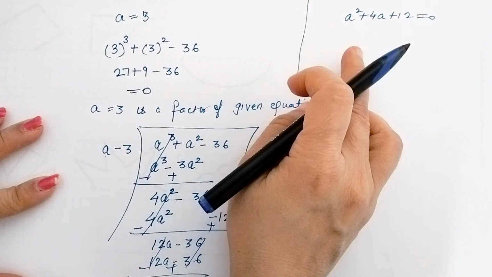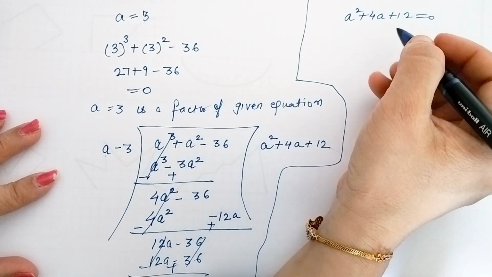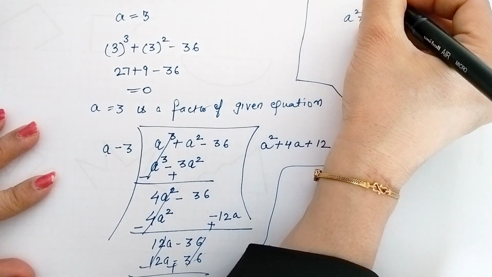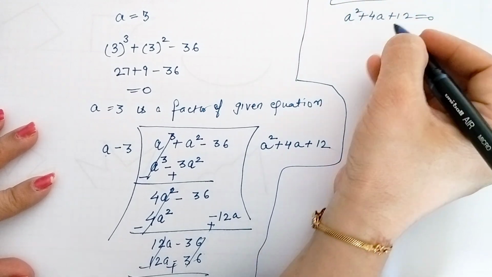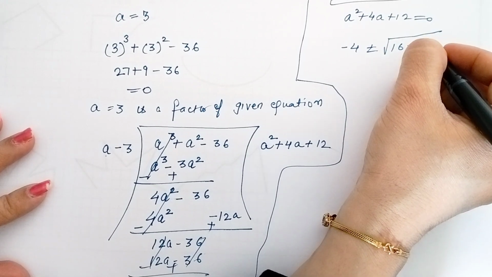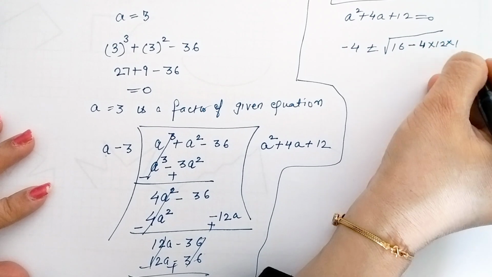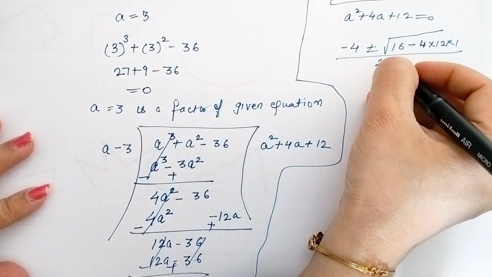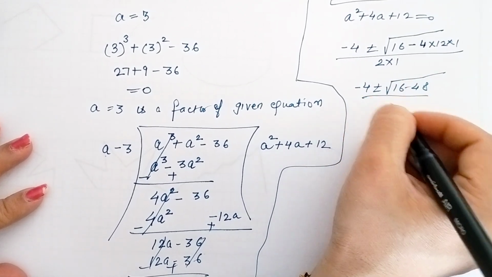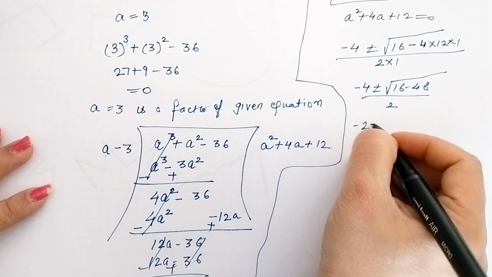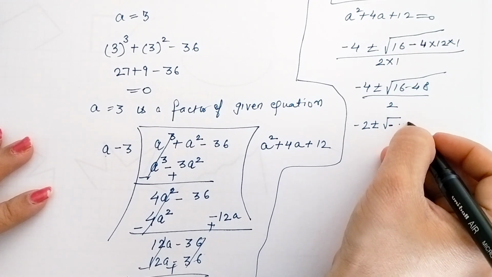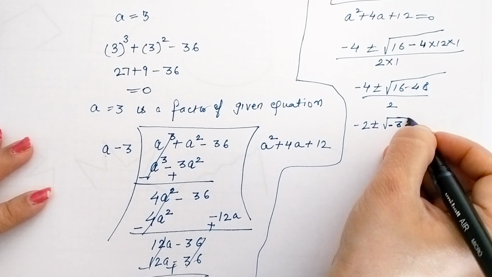And now you need to solve it with the help of factorization. What can we do? This is the form of ax square plus bx plus c. And how do we do? Minus b plus minus root of b square minus 4ac, 4 multiply 12 multiply 1, upon 2a. A is 1 here. 2 multiply 1. We got plus minus root of 16 minus 48 upon 2. And subtract this from this, you will get 32 upon 2.